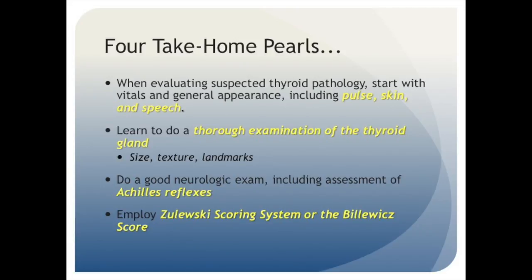Third, a good neurologic exam is an important part of the evaluation of any patient with a suspected thyroid disorder. In the case of suspected hypothyroidism, a careful assessment of the patient's deep tendon reflexes, specifically the Achilles reflex, looking for a delay in the activation and relaxation phase of that reflex is an important part of the exam. Finally, keep in mind that there are scoring systems such as the Zulewski and the Billewicz scores that you can use to help rule in or rule out hypothyroidism in the hospital or in your clinic.